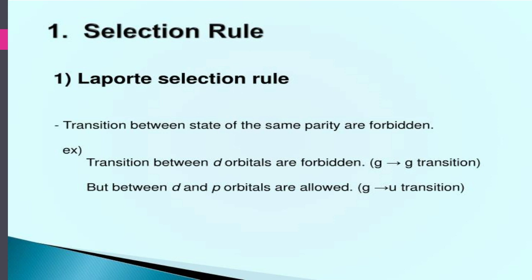The first one is called the Laporte selection rule, also called the symmetry forbidden or symmetry allowed transition. That means transitions between states of the same parity are forbidden. Gerade to gerade transitions are not allowed. Ungerade to ungerade transitions are not allowed. Gerade to ungerade is allowed, and ungerade to gerade is allowed. That means if the parity is the same, the transition won't happen. That is called the Laporte selection rule.